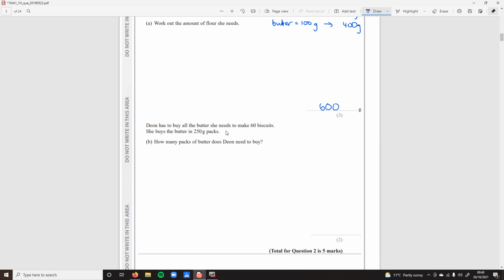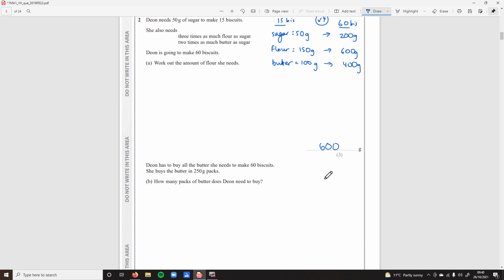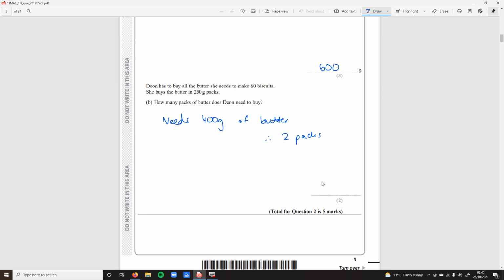Dion has to buy all the butter she needs to make 60 biscuits. She buys the butter in 250 gram packs. How many packs of butter does Dion need to buy? Okay, so she needs 400 grams of butter. Therefore, she needs 2 packs, because, obviously, you can't only buy 150 grams of a pack. So she has to buy 2 whole packs. So there will be 100 grams left over, 2 packs.